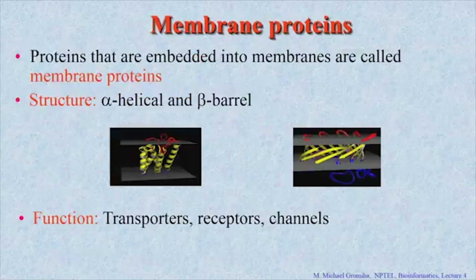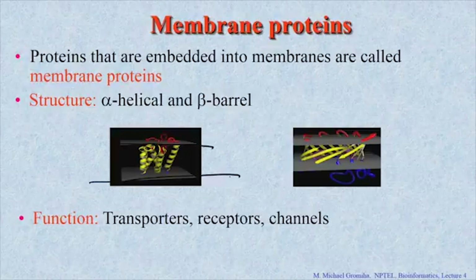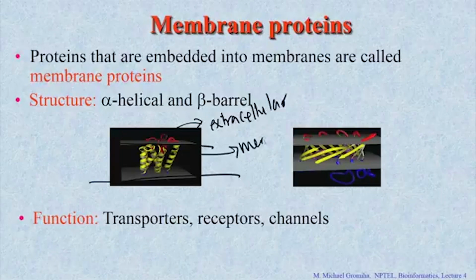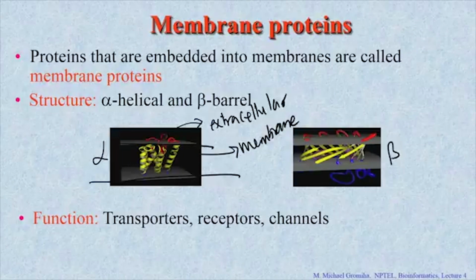Fine. First we discussed globular proteins and fibrous proteins, and the next step is the membrane proteins. As we discussed earlier, membrane proteins are embedded into membranes. I give two types of proteins here. This is the membrane surface, and these are the proteins embedded into the membrane. This is the outside extracellular space, and here this is the membrane. As we discussed earlier, there are two types of proteins, alpha and beta. You can see this is a beta barrel conformation.